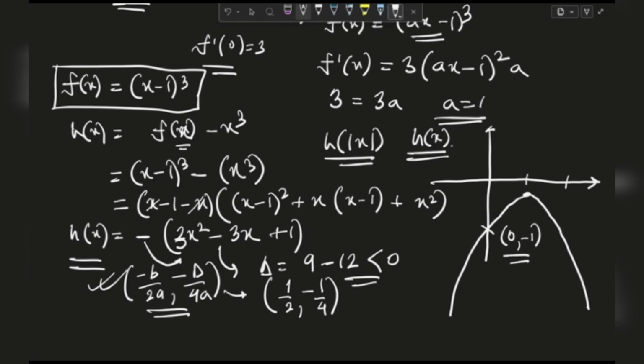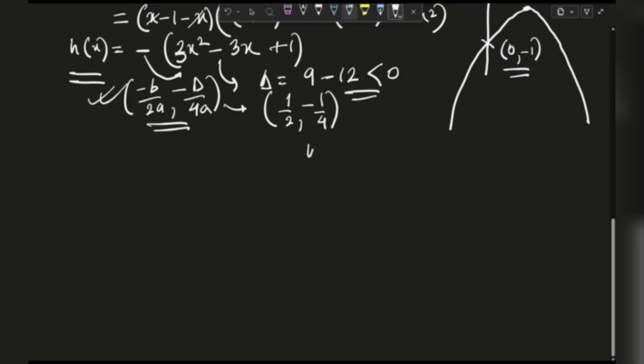So basically this is your graph of h of x, and now you can draw the graph of h of mod x pretty easily. Just this part we have to reflect it on the other side. So let's do that. So now if we draw the graph for h of mod x, it will look something like this.